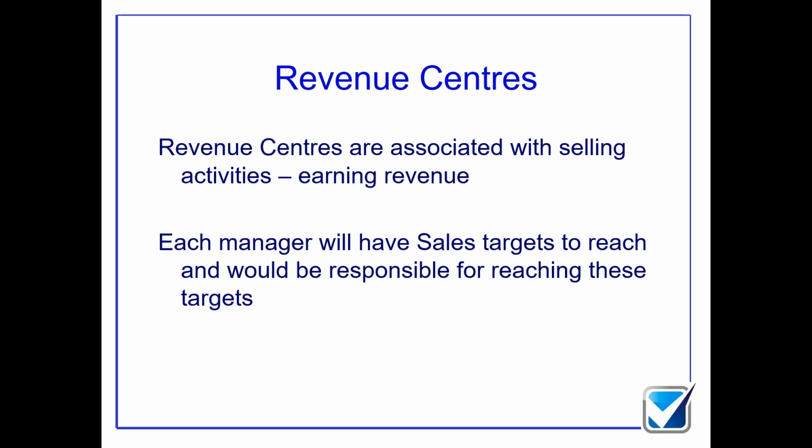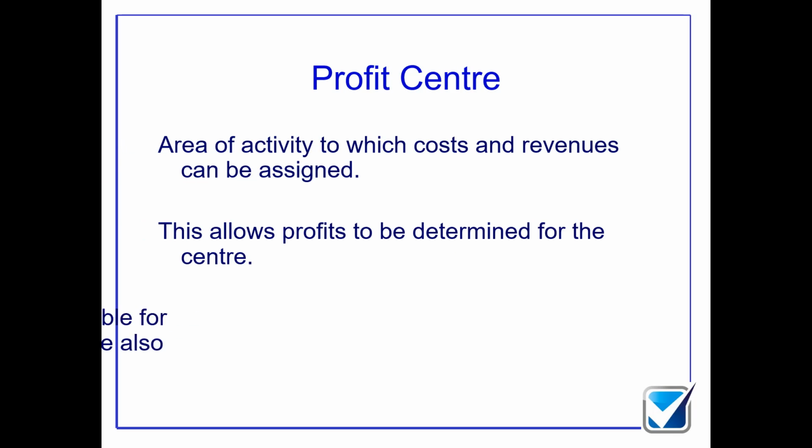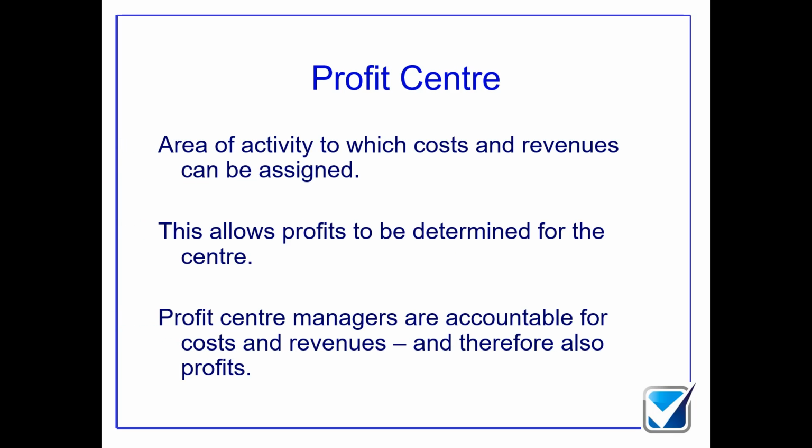The next type of center we have is a profit center. And a profit center has a mixture of revenue streams and cost streams. So a profit center is a mixture of a cost center plus a revenue center. What this now means is you can see cost centers and revenue centers as being operational management. Profit centers become tactical management. So profit centers are looked after usually by tactical managers, our intermediate managers.